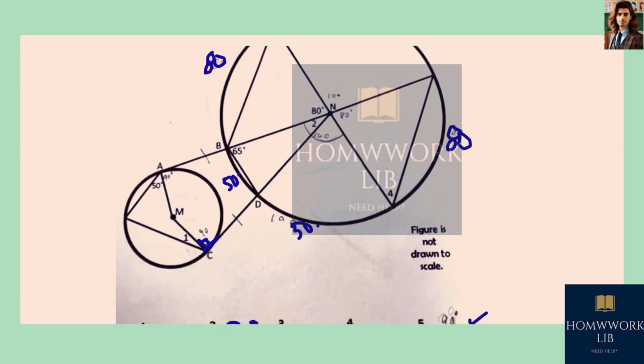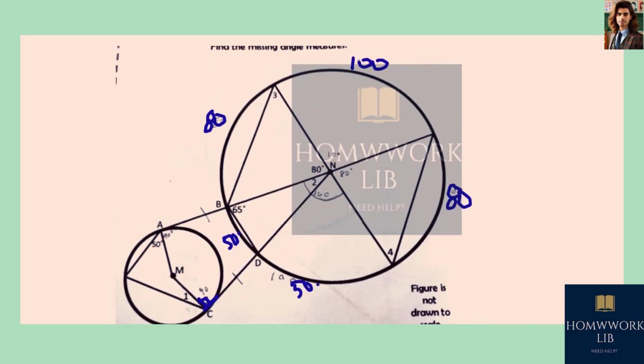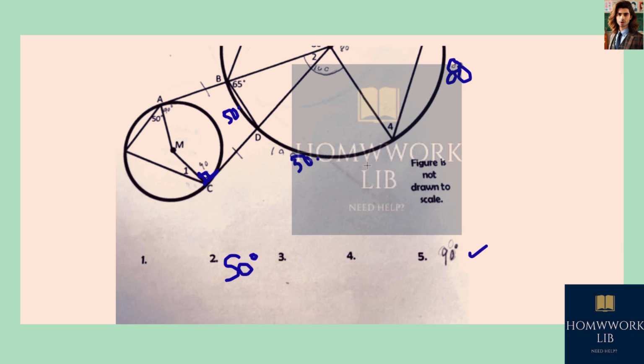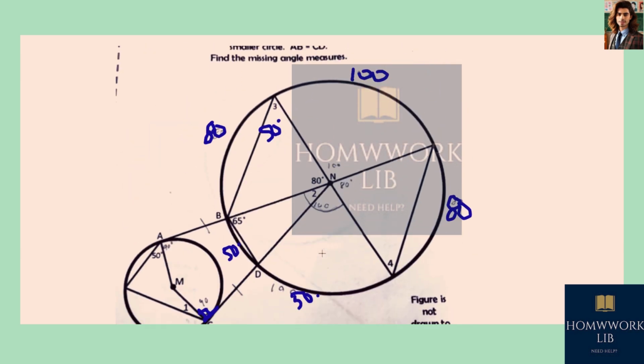Now, angle 3 opens up to 100 degrees of arc, and it's inscribed, so it must be half of 100 or 50 degrees. Angle 4 opens up to 100 degrees of arc. It's inscribed, so it must be half of that, 50 degrees again.